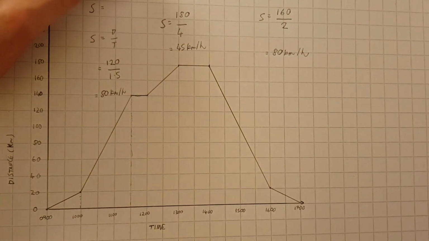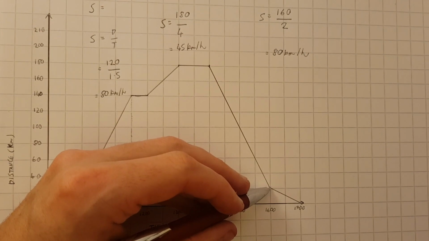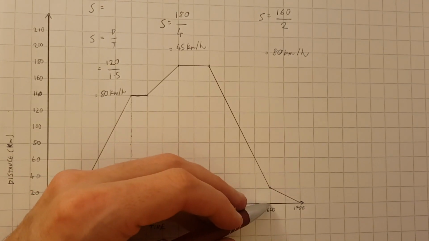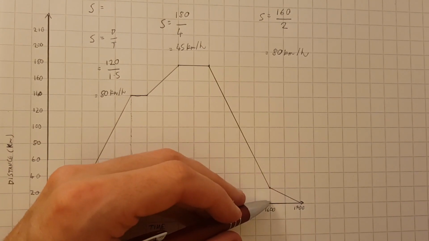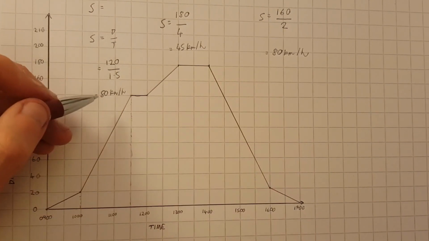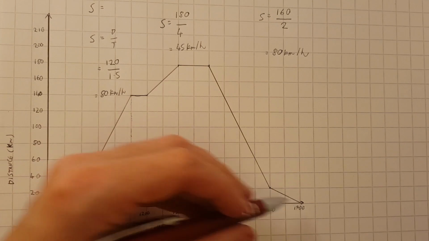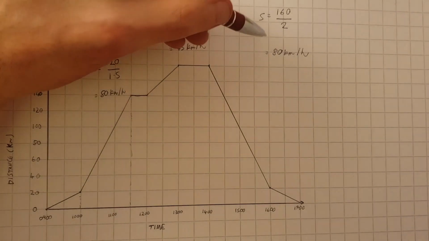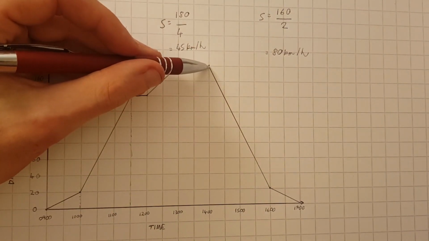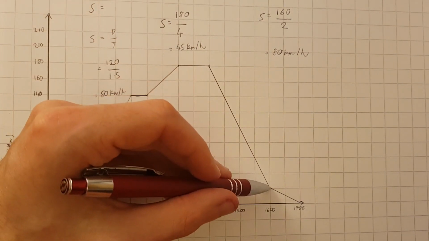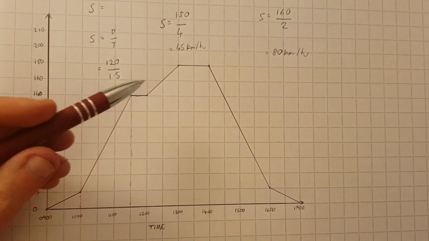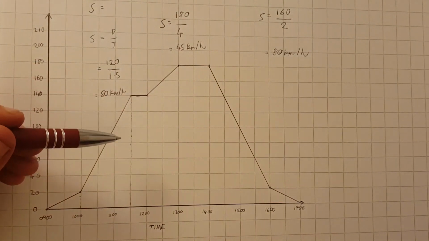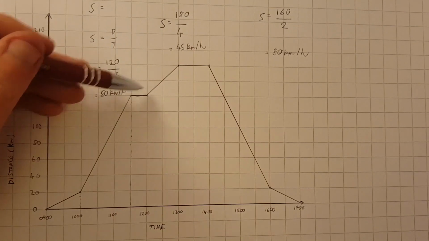And then finally, the last 20 kilometres is covered in an hour between 1600 and 1700, so 4 and 5 in the afternoon, and that's just 20 kilometres in an hour, so 20 kilometres per hour. What's worth noting is that the last two speeds, the 80 kilometres per hour and that 20 kilometres per hour, are going in the opposite direction of the original one.